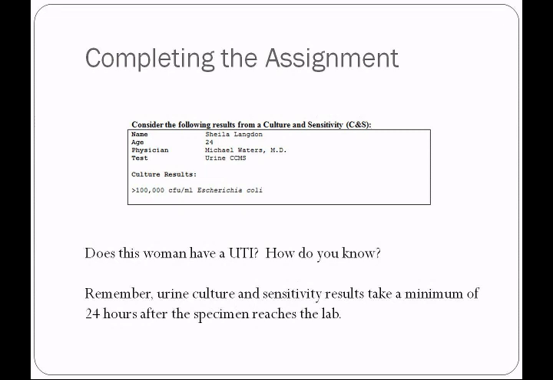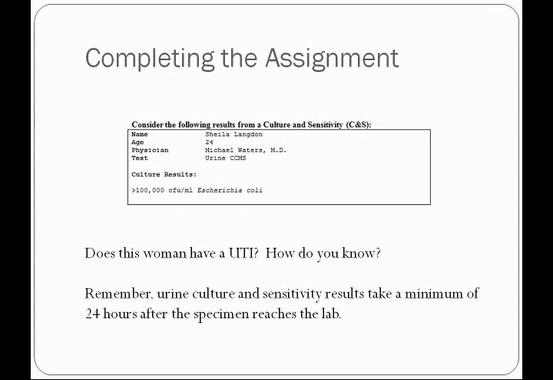So for this assignment, you're going to consider the following results from a culture and sensitivity. Sheila Langdon's urine was sent to the laboratory for a clean catch midstream urine culture. This is called a culture and sensitivity. The urine will be cultured, and if necessary, a sensitivity or an antibiotic susceptibility test will be completed. Her culture results came back as greater than 100,000 colony-forming units per milliliter, the bacteria identified as Escherichia coli.